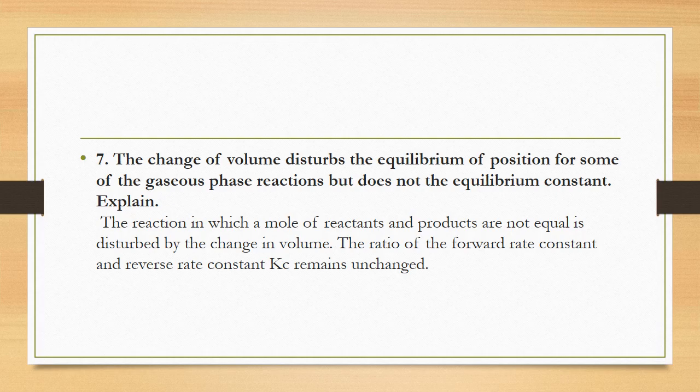One thing is very important. If the number of moles is the same on both sides, the reactant and the product, what happens? It means there is no change in the volume effect. But if the reaction is one in which the number of moles of reactants and products are not equal, then it is disturbed by the change in volume. The ratio of the forward rate constant and reverse rate constant, Kc, remains unchanged, but the equilibrium position is going to be changed.